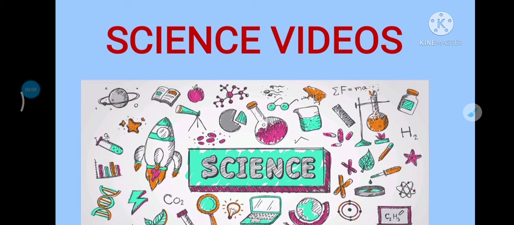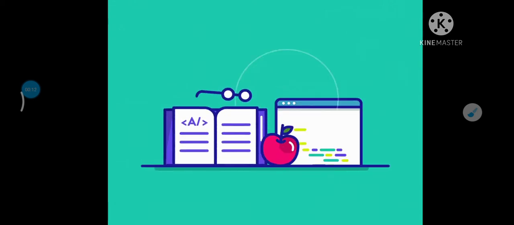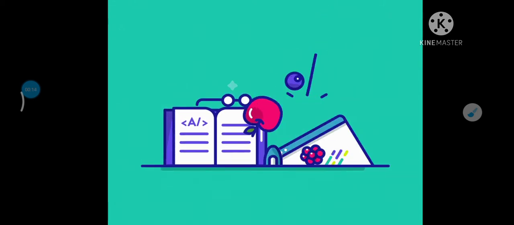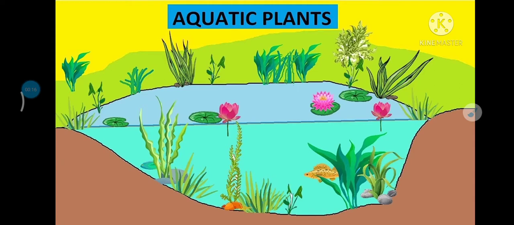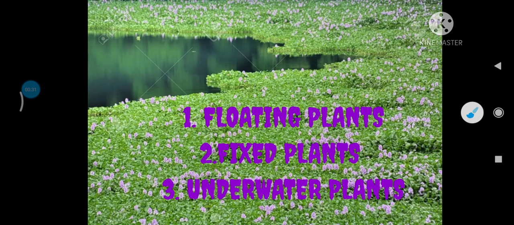Today, we will learn more about adaptation in plants. Today, we will learn about aquatic plants. So, what is the meaning of aquatic? Aquatic means water, the one which is living in water. So the plants which live in water are known as aquatic plants.